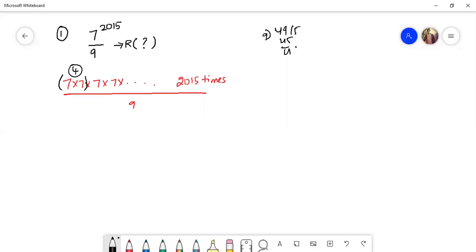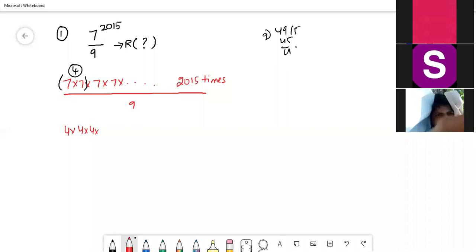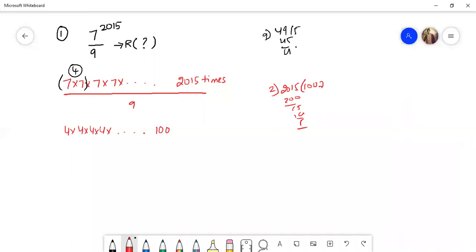So I'll take the next step where I have 4 into 4 into 4 into 4 and so on. Out of 2015, how many pairs can I make? 2 10s, 2 hundreds, 215, 2 7s 14, remainder 1. That means I'll have this 4 for how many times? 1007 times into a 7, because one remainder is left out. This value is divided by 9 now.